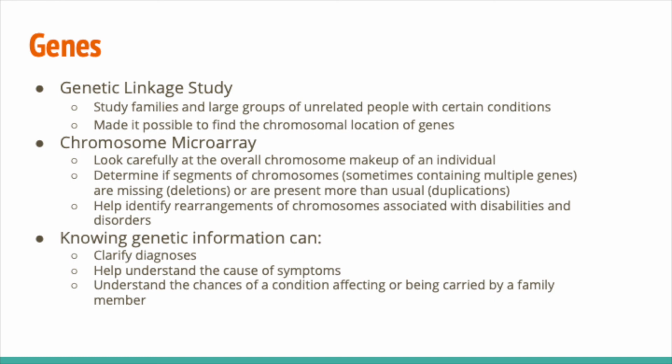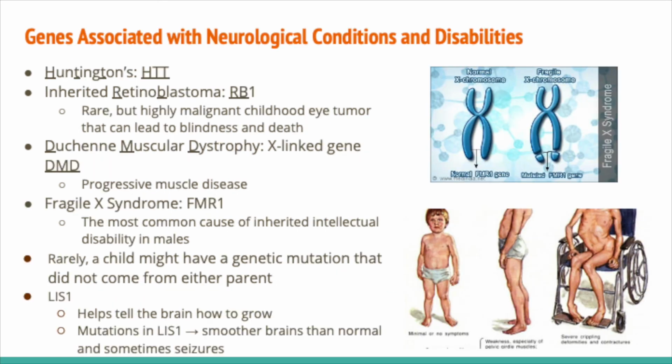So why do we go through all this effort to learn more about genes? That's because knowing genetic information can help clarify diagnosis, help understand the cause of symptoms, and even understand the chances of a condition affecting or being carried by a family member. I want to talk more about specific genes that are associated with neurological conditions and disabilities. The first one I want to talk about is the HTT gene, or Huntington's gene. In this gene, if you have a single point mutation, it will lead to Huntington's disease in a patient.